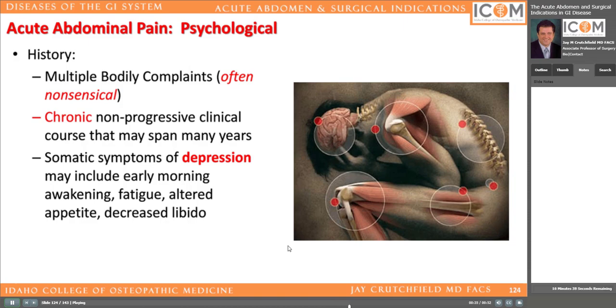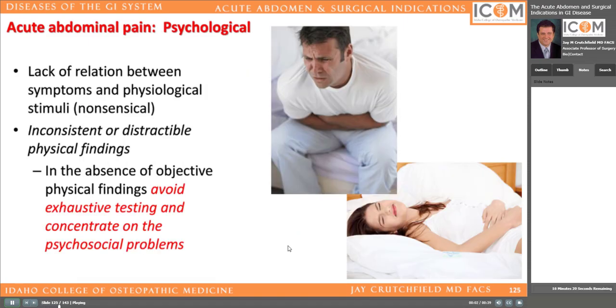Somatic symptoms of depression can include early morning awakening, fatigue, altered appetite, and decreased libido. Don't forget, this pain is very real to the patient. The power of the mind over the body is impressive, and there are many disorders caused psychologically that are very real and demand treatment. In the psychological causes of abdominal pain, the patient may present with unrealistic and nonsensical causes of their pain. Inconsistent or distractible physical findings are often suggestive of this sort of discomfort and can lead one to a diagnosis of psychologically induced abdominal pain.